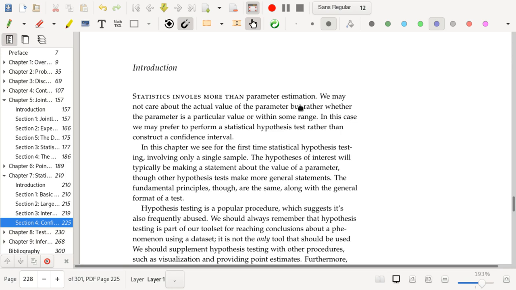For example, is some group's mean IQ greater than 100 or something? So we have a question like that that we're trying to answer using a data set. Here we're talking about a parameter, but in general, you could ask general questions like, does the data come from a particular distribution? Are these two variables independent of each other? And so on and so forth.